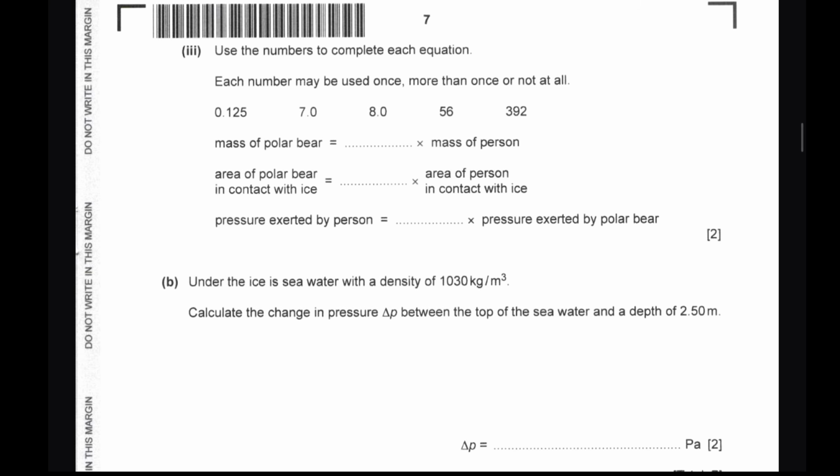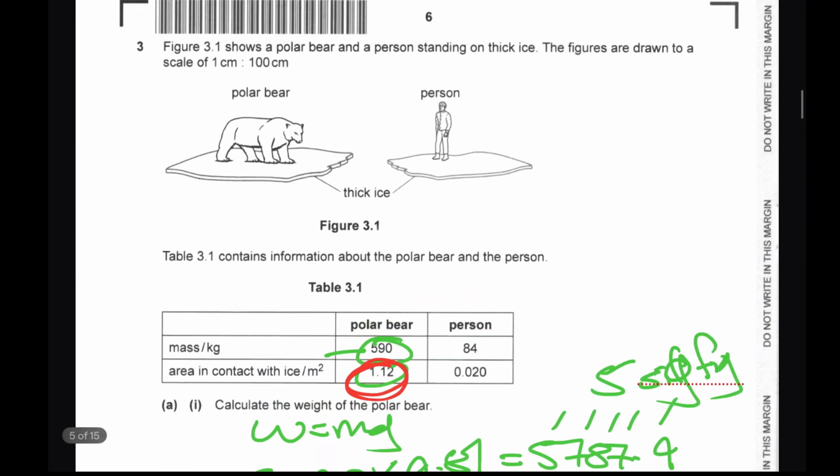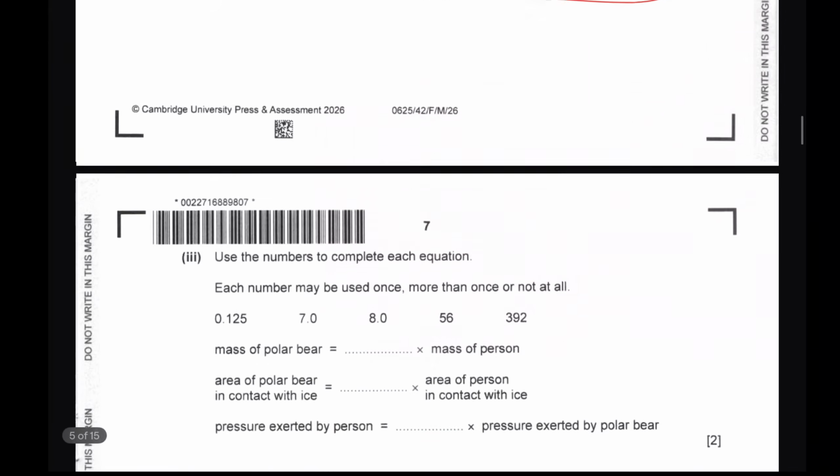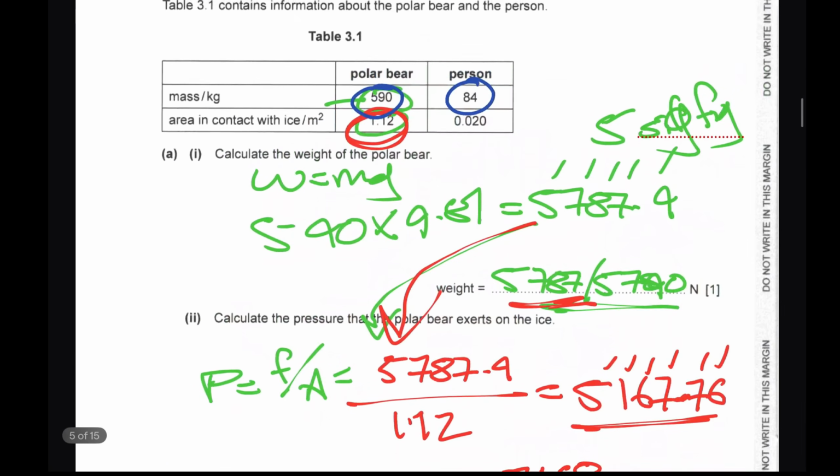Use the numbers to complete each equation. So we've got a bunch of numbers here. And we're supposed to do the calculations. So number one, mass of the polar bear dash times mass of the person. So what we have to do here is find out how many times the mass of the polar bear is more than the person. So it's going to be mass of polar bear over mass of person, which is basically 590 divided by 84. That's going to give us the ratio.